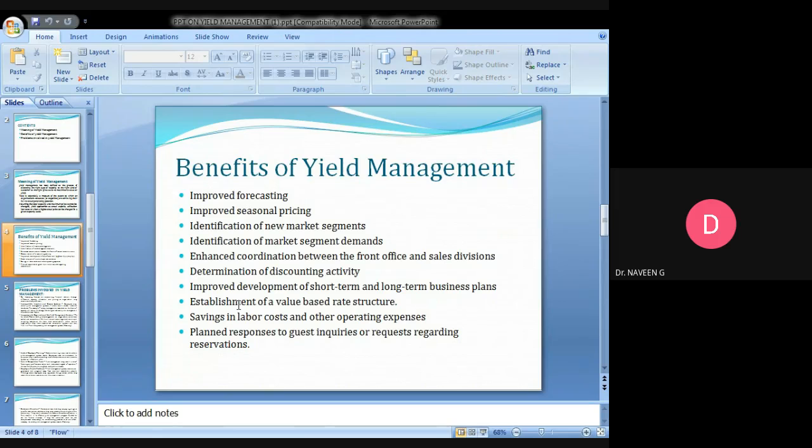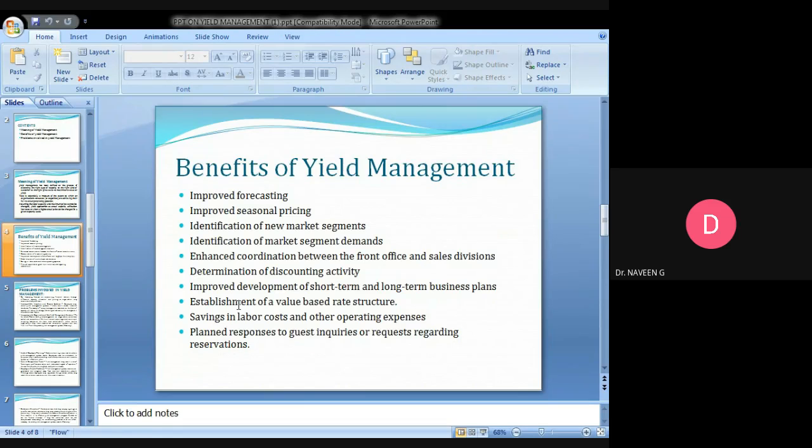And the next concept is it will establish a value-based rate structure. A value-based rate structure is nothing but the brand. The brand level will improve. Yield management will imbibe all the concept of the brand or recognition of the brand by the customers. How will the customers recognize the brand?